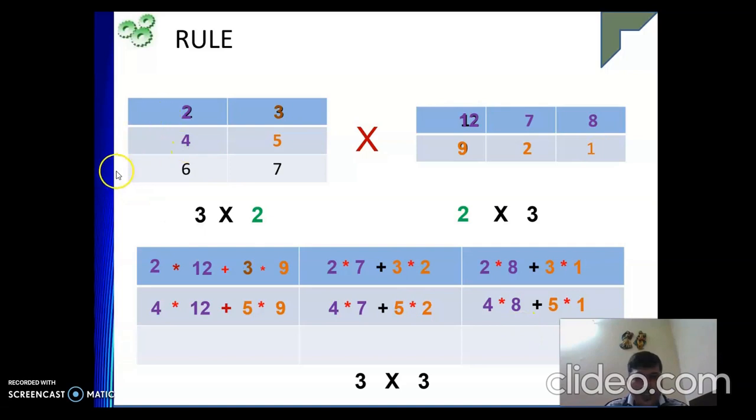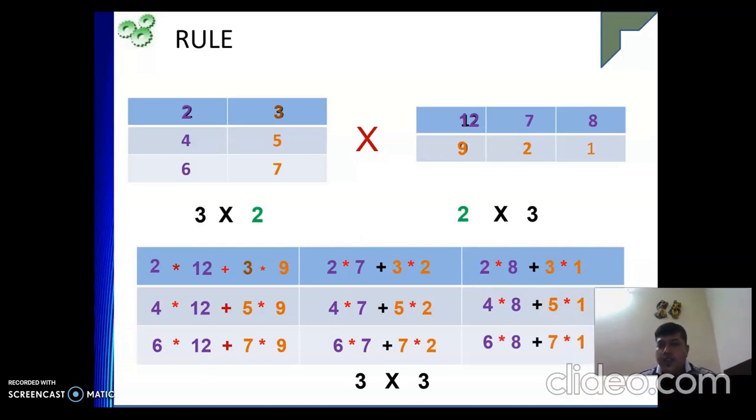Next, again we come down here. Now we have 6 multiplied by 12 and 7 multiplied by 9. So 6 into 12 plus 7 into 9. Next 6 into 7 and 7 into 2. Next we have 6 into 8 and 7 into 1. You can see it very clearly, right? So now we got this multiplication.